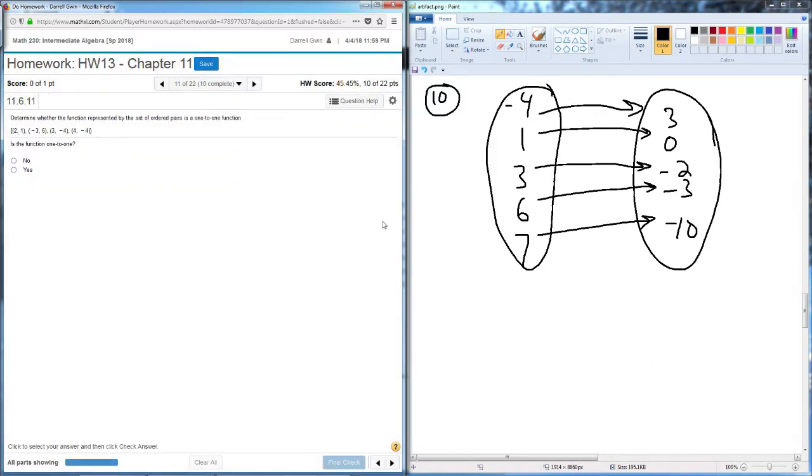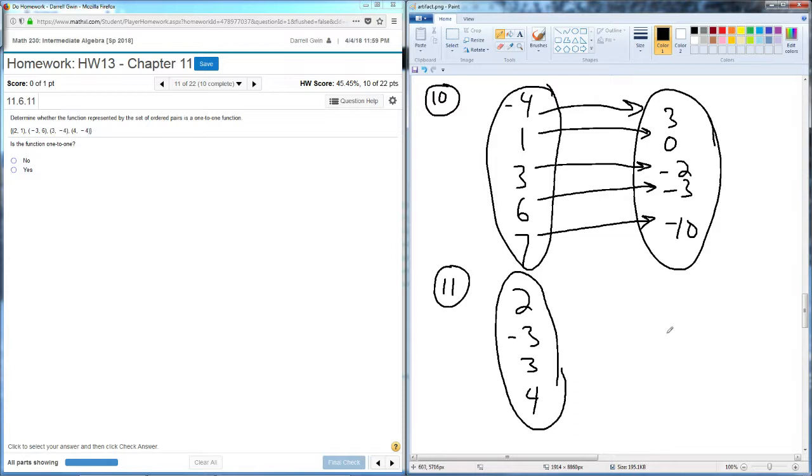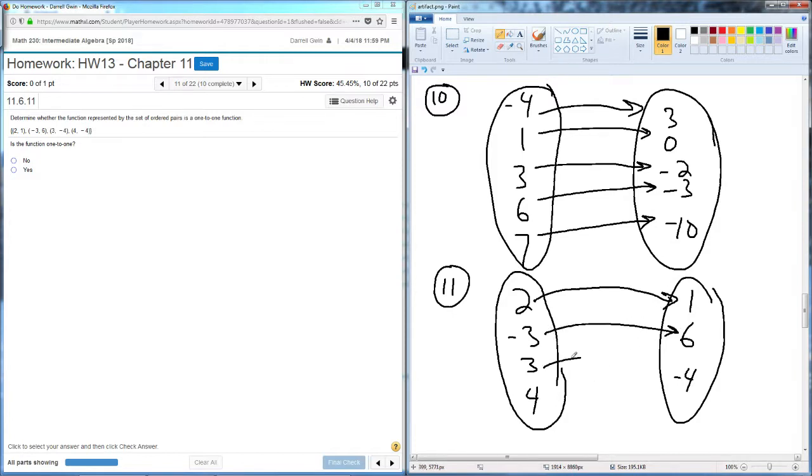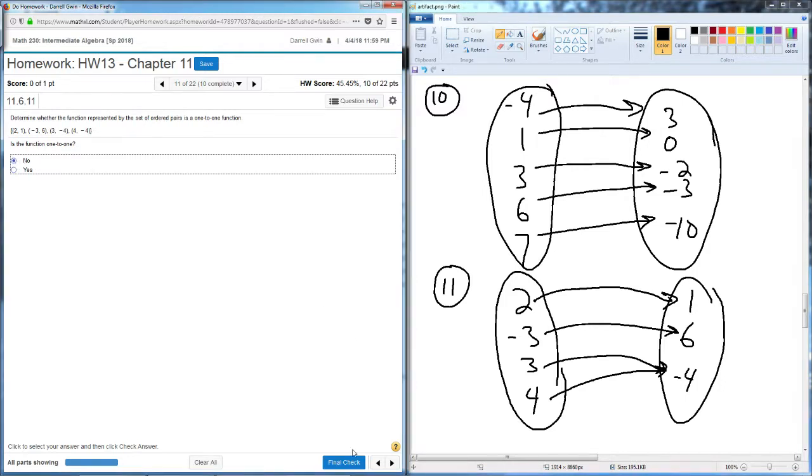Is this a one-to-one function? So, number 11. Let's see, 2 to 1, 1, 6, negative 4. Nope. Let me type it down. 2, negative 3, 3, and 4 is the domain, and the range is 1, 6, negative 4, negative 4, so I only get one negative 4 in the range. It goes 2 to 1, negative 3 to 6, 3 to negative 4, and 4 to negative 4. That is a 2 to 1 function, so no, it is not a one-to-one function.